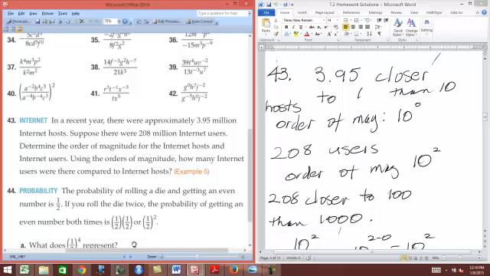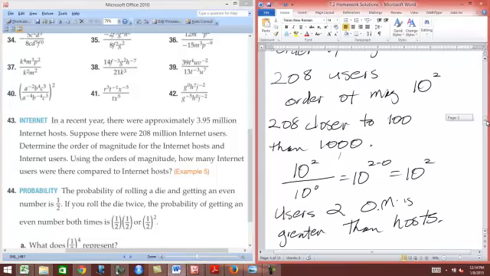Okay, now there's 208 million users. Okay, that was the hosts. Now there are 208 users. Now that's closer to 100 than 1,000. Remember, orders of magnitude for 10 are going to go 1, 10, 100, 1,000, etc. Okay, so the order of magnitude for the number of users is 10 squared, since 208 is closer to 100 than to 1,000. So its order of magnitude is 2.